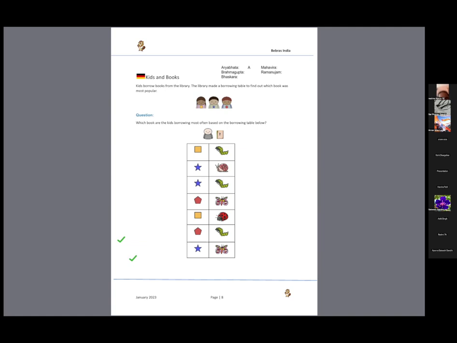Okay, so a lot of people have answered caterpillar or green caterpillar, which is correct. Because if you see the table and we count how many times each of them occurs, the green caterpillar is borrowed three times, the snail is borrowed once, the butterfly is borrowed twice, and the ladybug is borrowed once. So from this, we know that the caterpillar is borrowed the most because it's borrowed three times, and the other books are only borrowed once or twice. So the answer is the caterpillar.